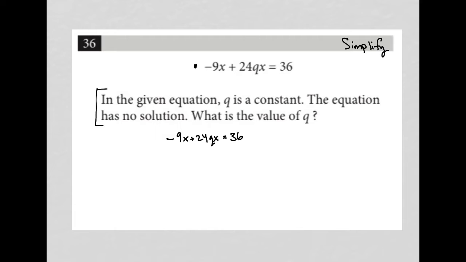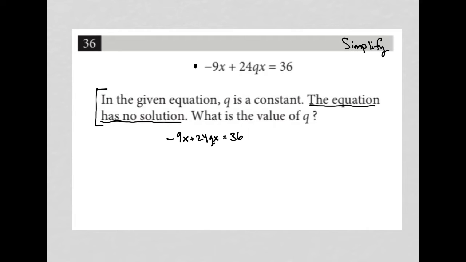The equation has no solution. What is the value of q? So "this equation has no solution" is a very big hint for us here. I am going to start to simplify this and see what happens, and then I'll try to incorporate this idea of the equation having no solution.